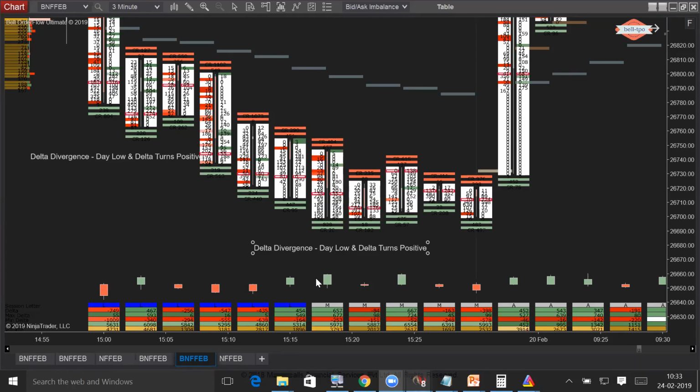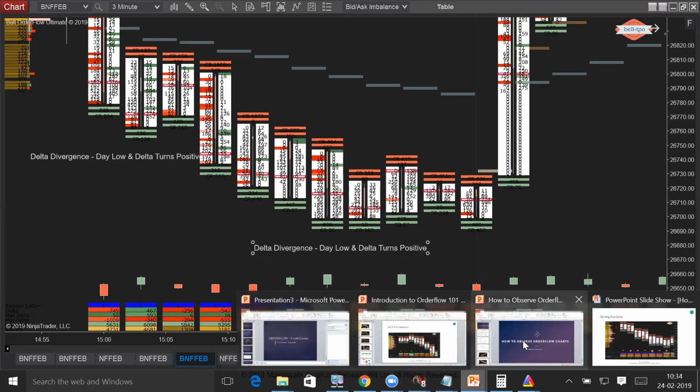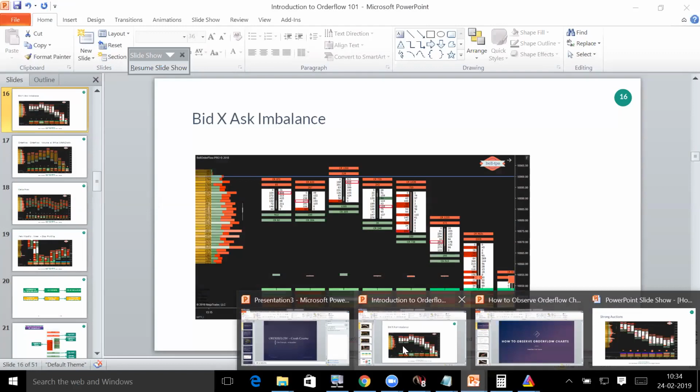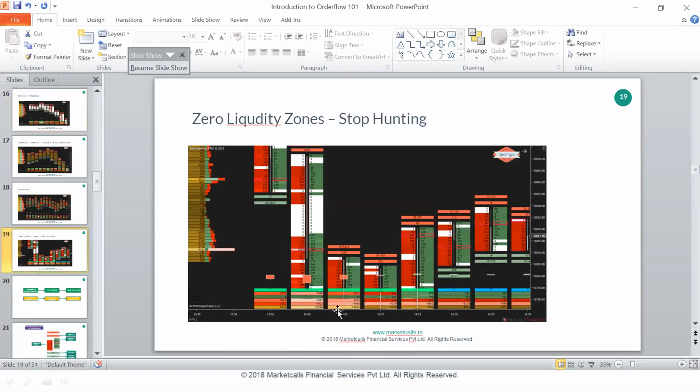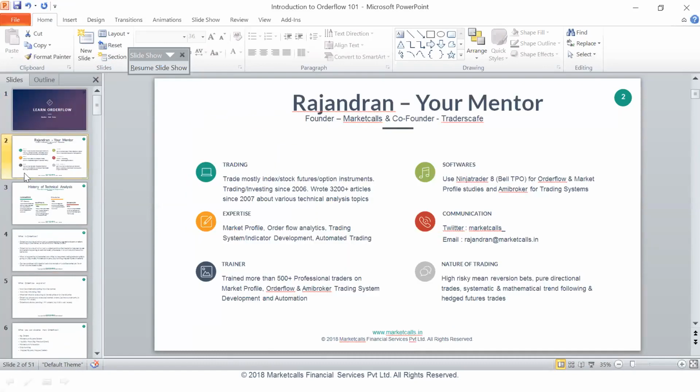Okay, then I'll do one thing. I'll give a basic explanation of what order flow charts are all about. That might help you figure out what is what. But I thought of putting the strategy first, and along with that we'll discuss the basics parallelly, so that would save a lot of time.